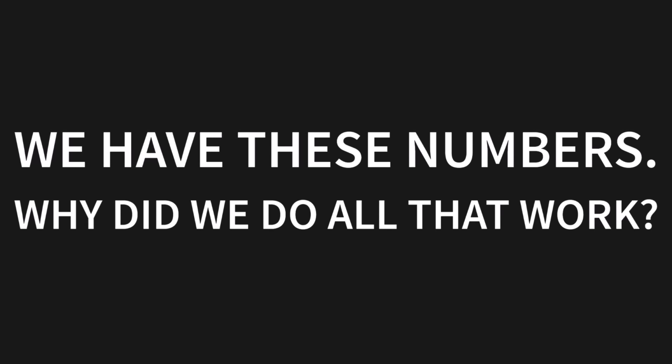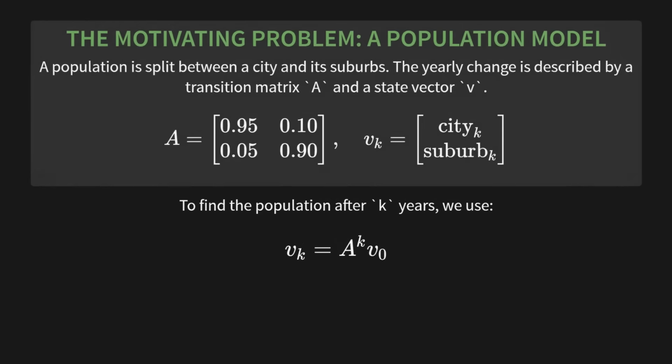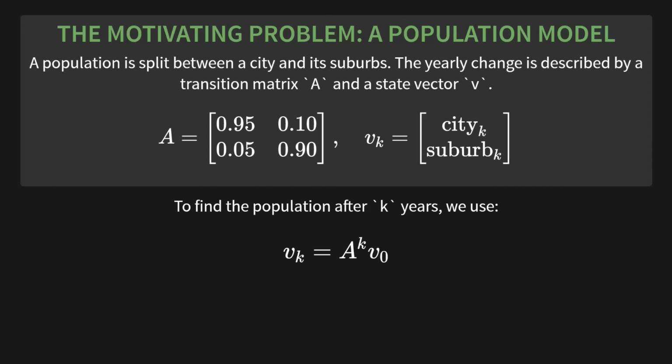We just went through a lot of algebra. So what? Why did we do all that work? Because eigenvalues let us predict the long-term behavior of a system. Let's look at the motivating problem, a population model. Imagine a population is split between a city and its suburbs. The yearly change is described by a transition matrix A and a state vector V.